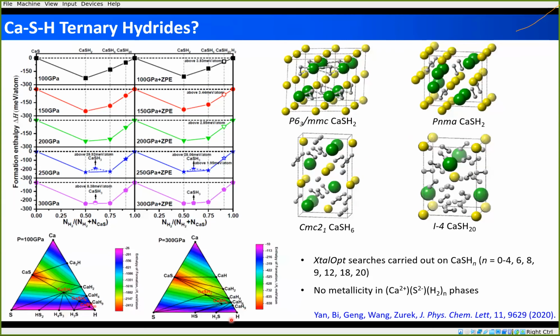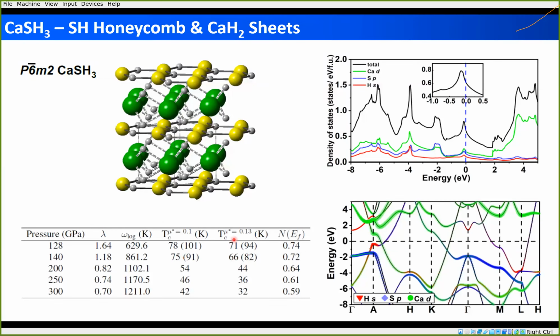There was only one phase that emerged from our calculations as being either on the convex hull or close to the convex hull at high pressure, including the zero-point energy. And it actually remained as metastable down to lower pressures. So here I illustrate the phase. It is a CaSH3, where we see these types of honeycomb lattices that are made from sulfur and hydrogen. So these would be HS type sheets that are separated by CaH2 type layers. So we have these separations.